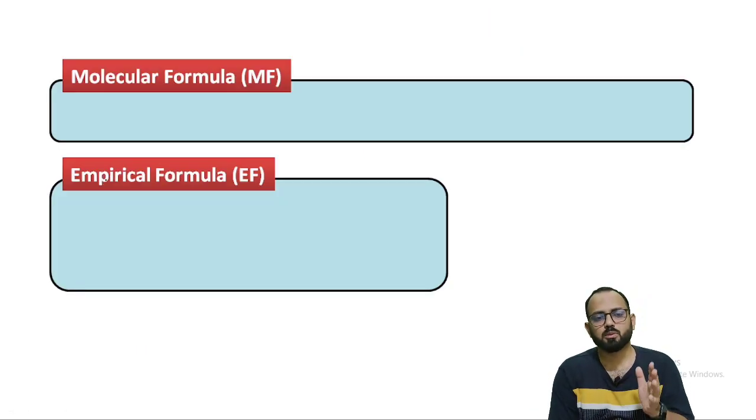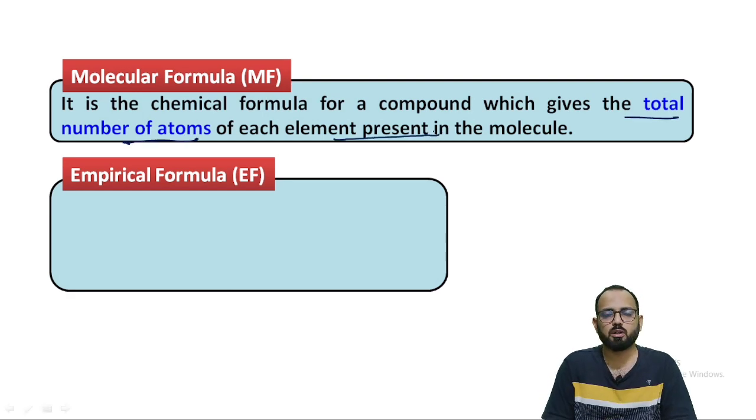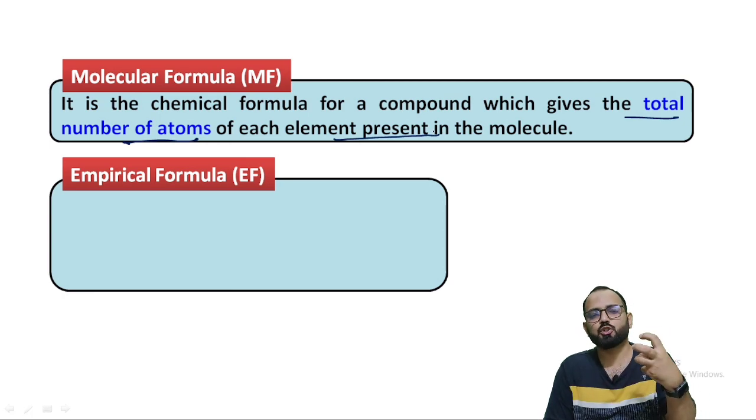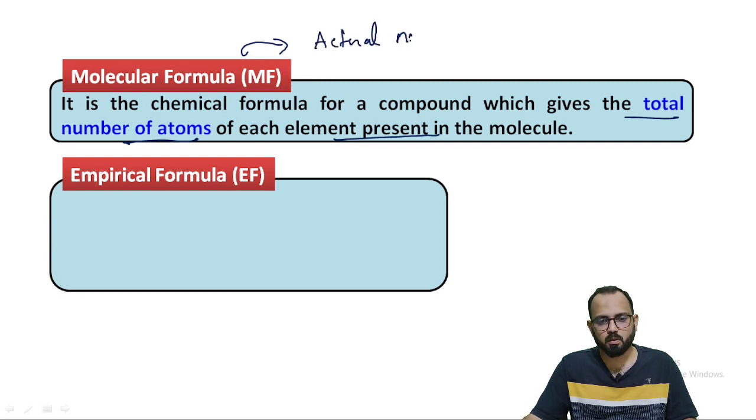Then we have to discuss the molecular formula and empirical formula. What is molecular formula? It is the chemical formula of the compound which gives the total number of atoms of each element present in a molecule. In a molecule, what is the actual number of atoms? That is given by the molecular formula. We can simply say the actual number of atoms present in a molecule.